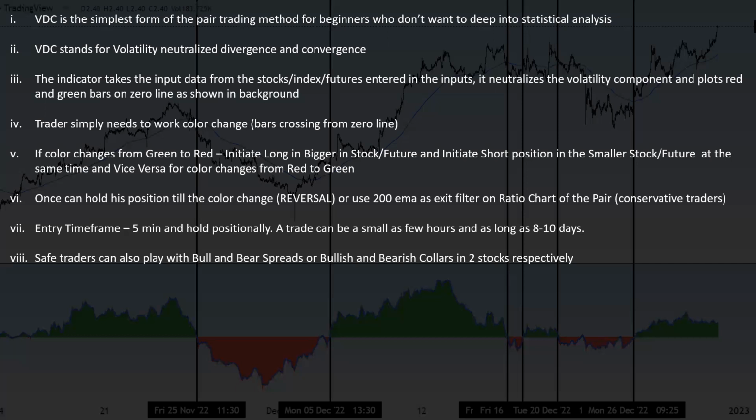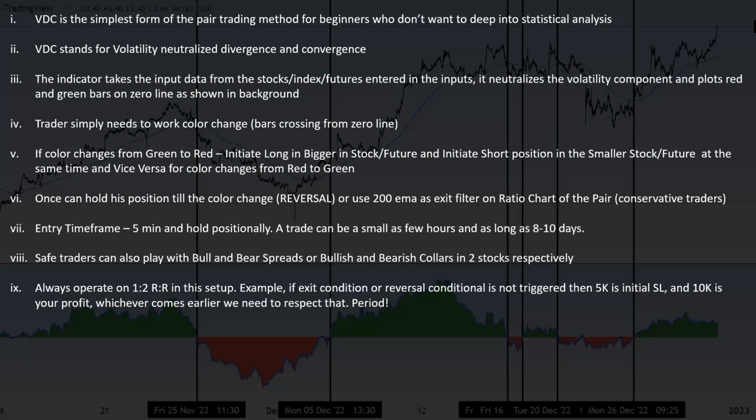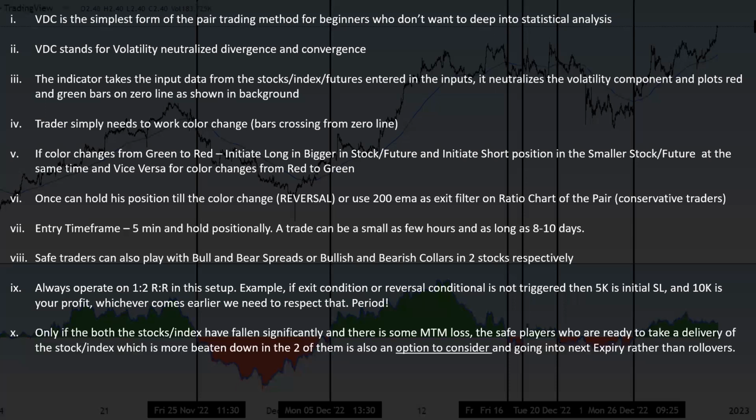So if you want to avoid that kind of situation, always operate in a 1:2 risk reward ratio. For example, if your trading condition is such that 5K is your SL, that much only you can digest, so you should go for 10K targets and 5K should be your stop loss. So we have to respect a good risk to reward ratio. Either your stop loss will hit, or your target will hit, or your exit or reversal will hit. So we have to respect whichever comes earlier. That's it. Done for this one.